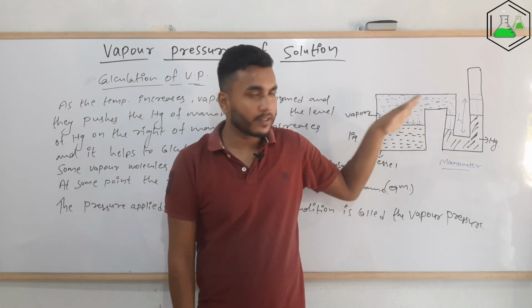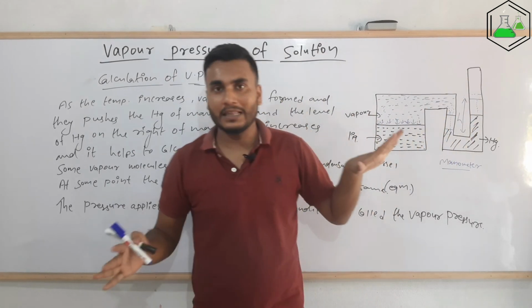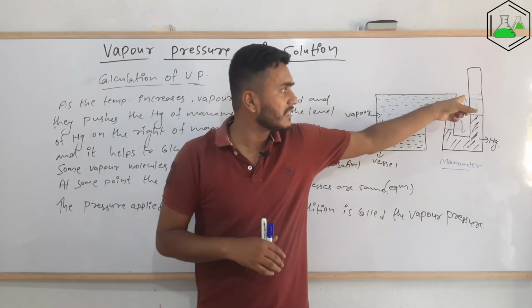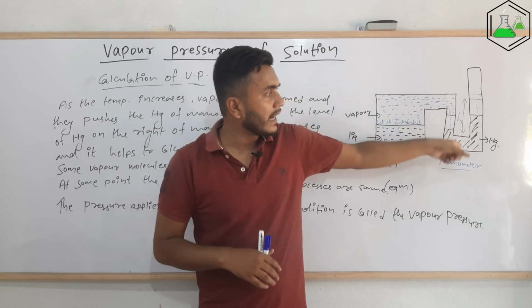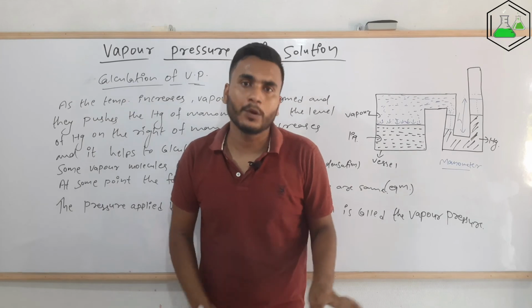We just have to leave it for some time. After some point the level of mercury will not change, and at that time, whatever pressure, whatever distance is there, we can calculate that, and with the help of that we can calculate the value of vapor pressure for that particular liquid.